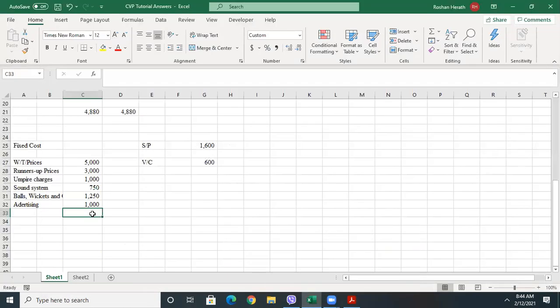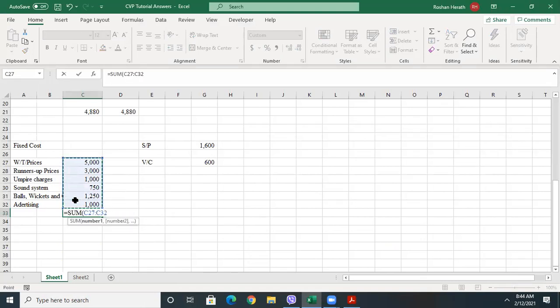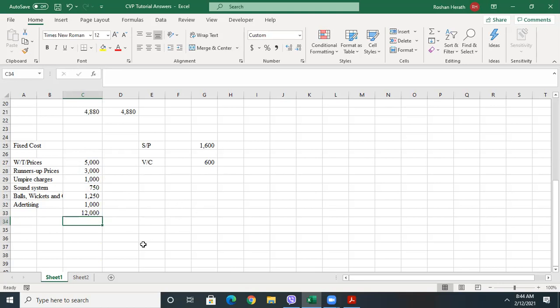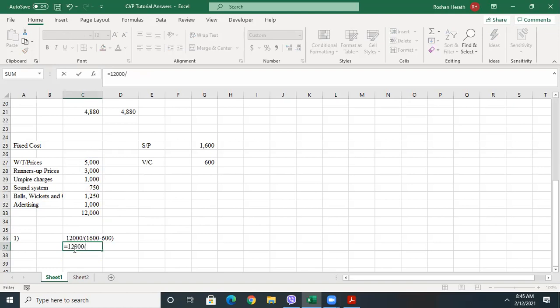Now you can work out what's going to be the break-even number of teams. It's 12,000 cost. If you work out the contribution per team, the answer for the first one, the fixed cost is going to be 12,000. It has to be divided by the contribution per team, it's 1,000. So consequently, you can see that there must be 12 teams for the break even.